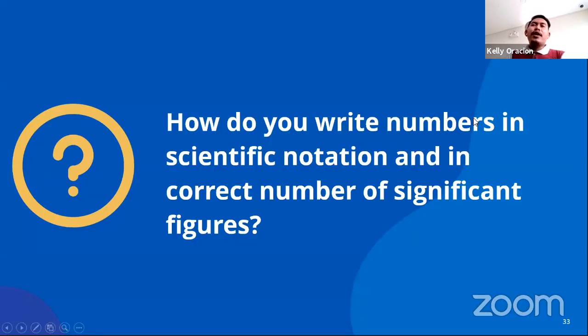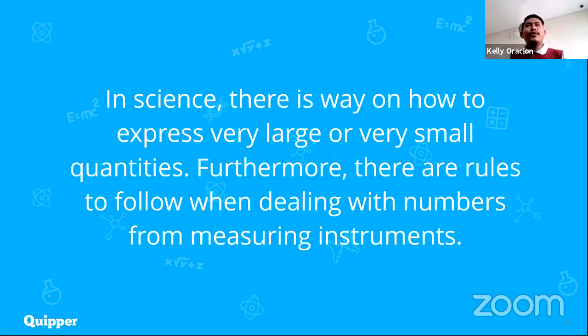So we have here a question. How do you write numbers in scientific notation and in the correct number of significant figures? Our objective this afternoon is that at the end of the lesson, you will be able to identify or define significant figures, or write decimal to scientific notation or vice versa.